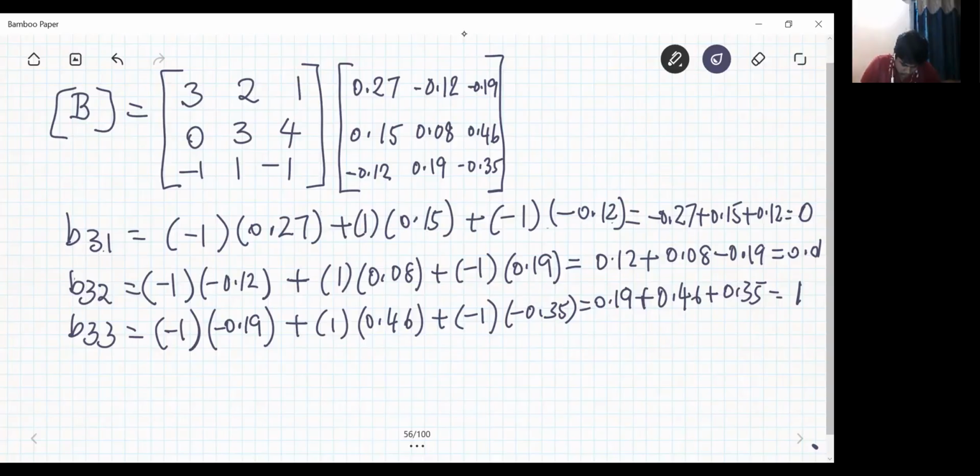How do you round off? Round figure minus 0.01, right, sir? So last digit is 1. If you delete that, what will you do for the previous digit?